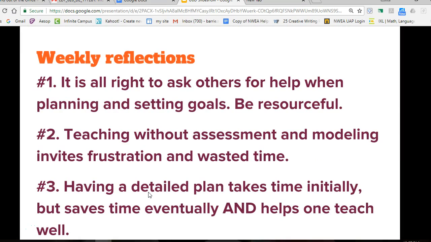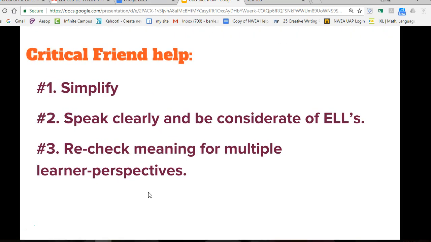Weekly reflections. I've learned it's all right to ask others for help, and that being resourceful is a very necessary and good thing. That if I teach without assessment and modeling, students might be frustrated and be wasting their time or daydreaming. And that having a detailed plan initially takes time, but pays off.